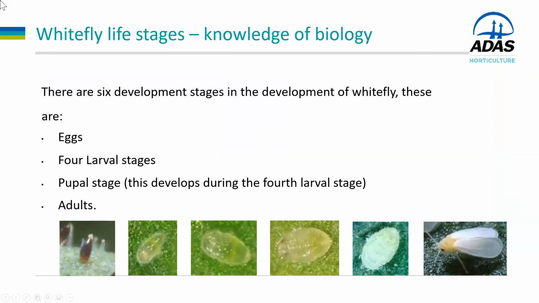Okay, so moving on to the whitefly life stages, it's useful to have knowledge of a pest's biology. Often products target a specific stage of a life cycle, so understanding that is useful and helps with your monitoring to link to how effective that intervention or control has been, whether that be a biological bioprotectant or a chemical control. So we've got the eggs on the left, the 4 larval stages and the pupal stage, which happens during the 4th larval stage, and obviously the adult, which you'll all be familiar with. This is glasshouse whitefly here. So next slide, please.